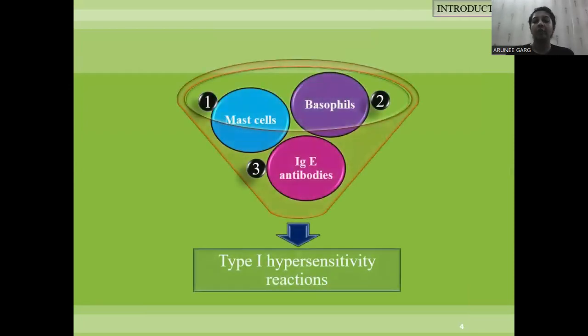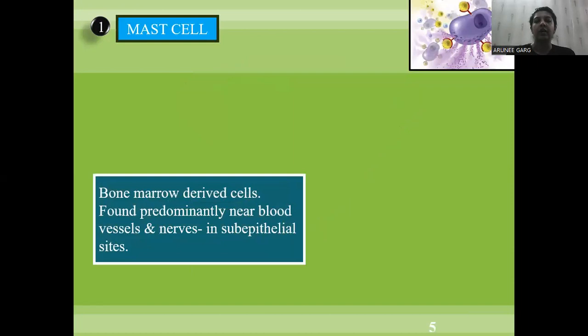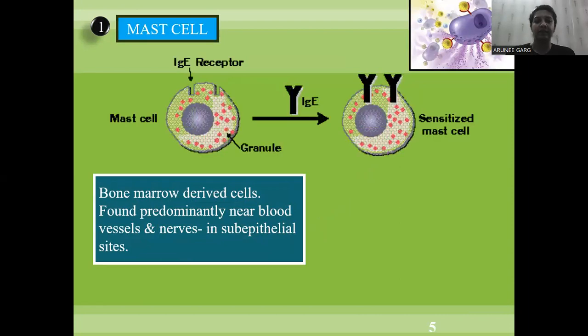Now, the main components of type 1 hypersensitivity reactions are mast cells, basophil cells, and immunoglobulin E antibodies. Starting with the first important component, the mast cell. They are bone marrow derived cells. They are found predominantly near the blood vessels and nerves and in the subepithelial sites.